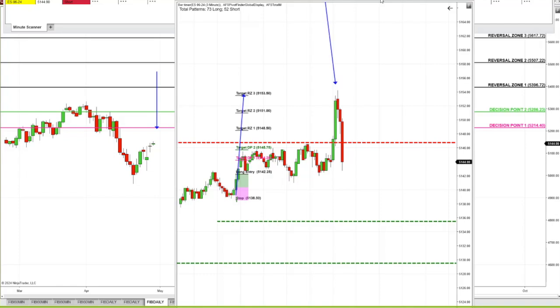But there is no institutional power. There is no multiple red alerts. It's a single alert with Alpha Fibonacci software for NinjaTrader 8.